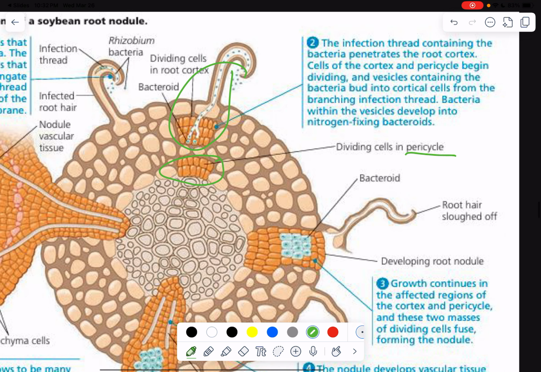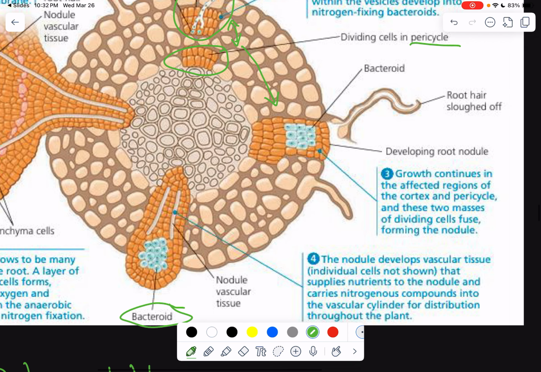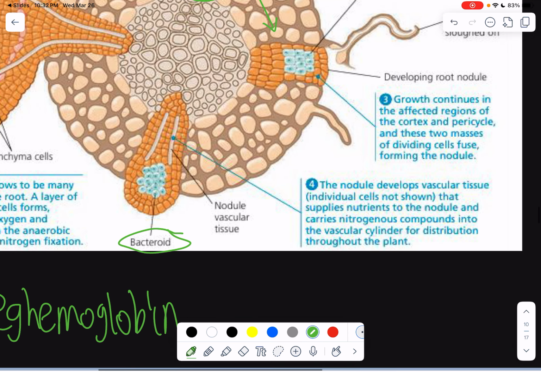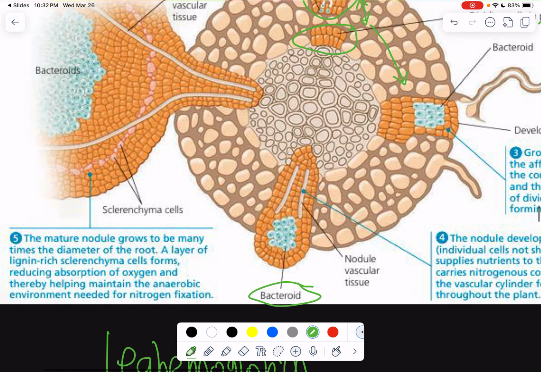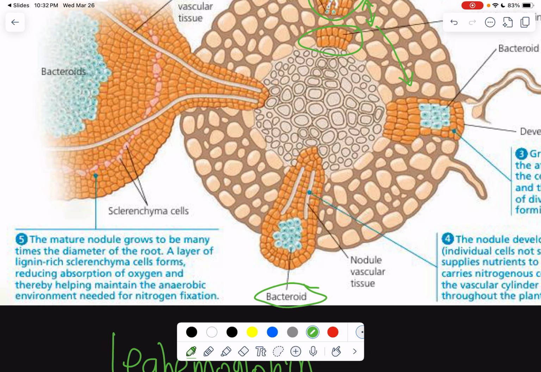So remember, these two will become one and form a whole nodule. And the nodule develops vascular tissue that supplies nutrients to the nodule and carries nitrogenous compounds into the vascular cylinder for distribution throughout the plant. That's how the plant gets its supply of nitrogen.